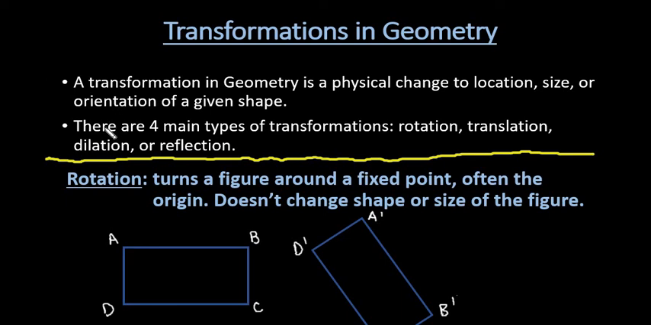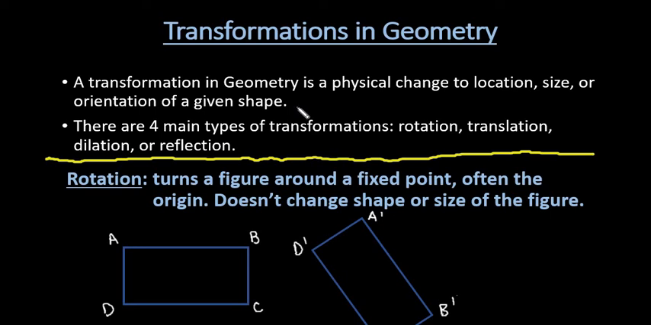Hi, for this video what I want to do is talk to you about transformations that you will find in a geometry class. A transformation is just a physical change to the location, the size, or the orientation of a given shape. The four main types of transformations that you're going to be dealing with in your geometry class are rotations, translations, dilations, or reflections.